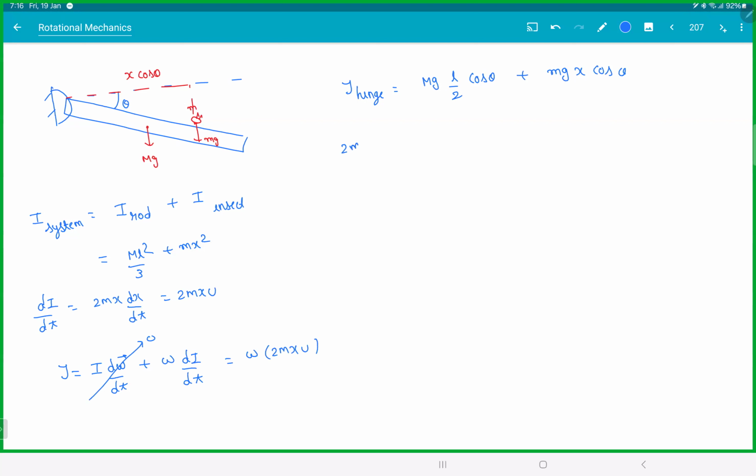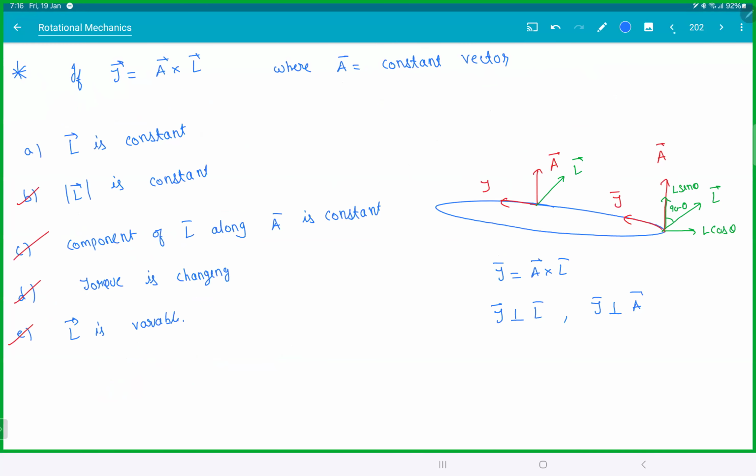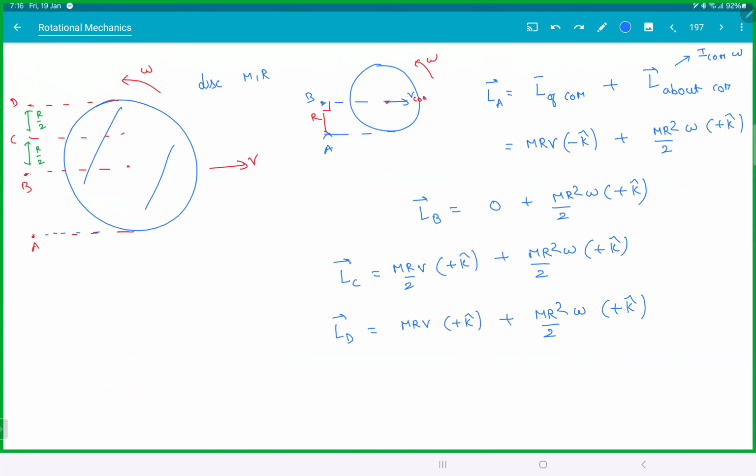So this will become 2mx omega. u is equal to g cos theta ml by 2 plus small m. Solve this, you'll get u as an answer. Check it out. For people who just came, this is the formula that we used actually.